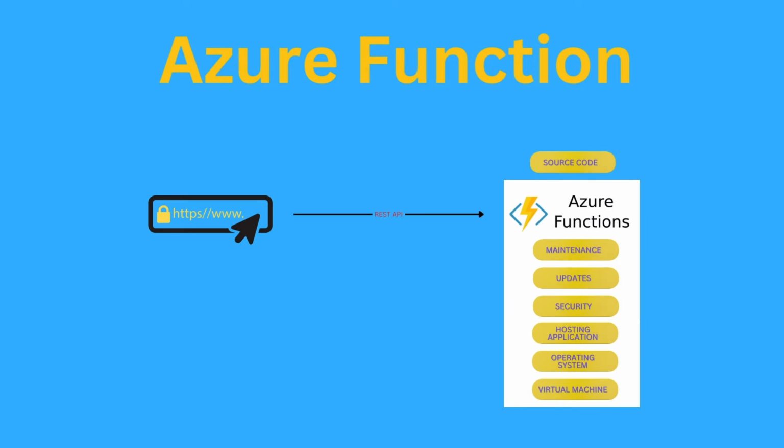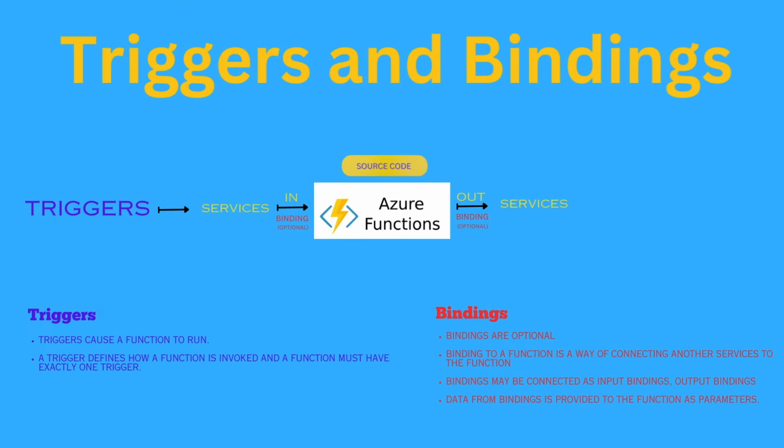Along with this major benefit, we have more powerful features in Azure Function called triggers and bindings. What are triggers? A trigger causes a function to run. In a traditional server, the trigger was the API service hitting the server and the function code getting executed. Here in Azure Function, we have multiple triggers. A trigger defines how a function is invoked, and a function must have exactly one trigger.